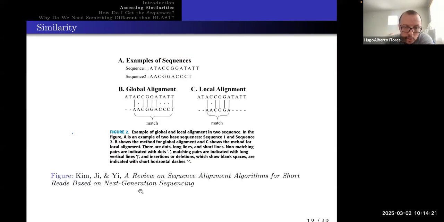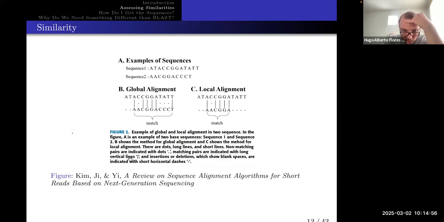This is an image that I took from this particular reference, a review on sequence alignment algorithms for short reads based on next generation sequencing. This is figure 2, with a description of the figure and the meaning of each element. For instance, there are dots, long lines, and short lines. Non-matching pairs are indicated with dots, and this is clear here. These dots mean, for example, C against A, which means that they are non-matching pairs. T against C, A against C.